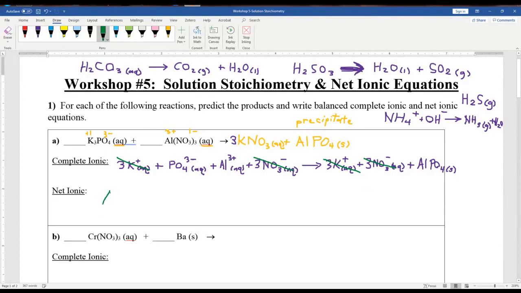Absolutely. And so we're left with the net ionic equation, which is basically just Al3 plus aqueous plus PO4 3 minus aqueous, and that gives us AlPO4 solid.